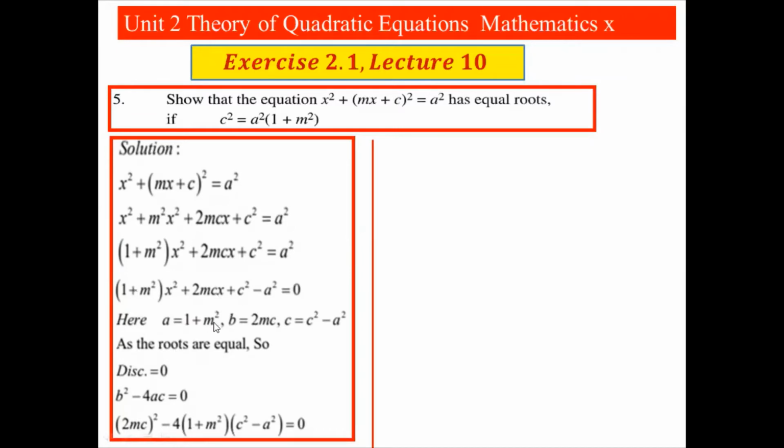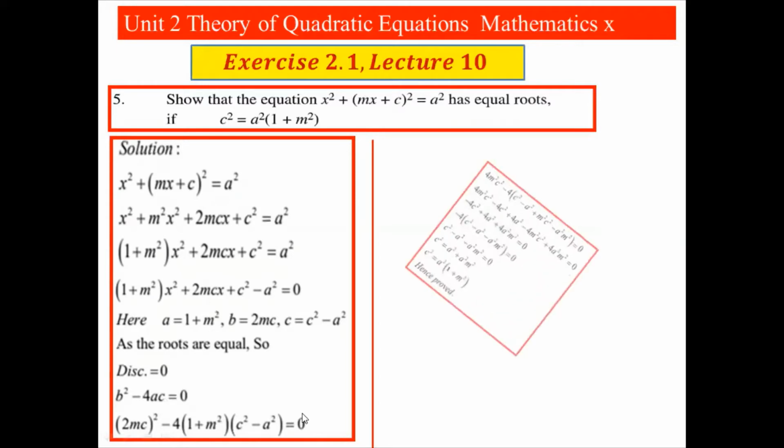So here a is equal to 1 plus m square, b is equal to 2mc, and c is equal to c square minus a square. As the roots are equal, the discriminant must be equal to 0. You know that the discriminant is equal to b square minus 4ac. So now we have to replace these values. So (2mc) whole square minus 4 times (1 plus m square) times (c square minus a square) is equal to 0.